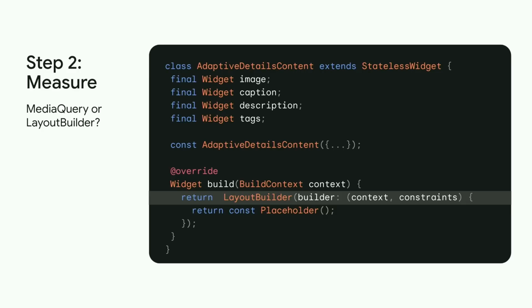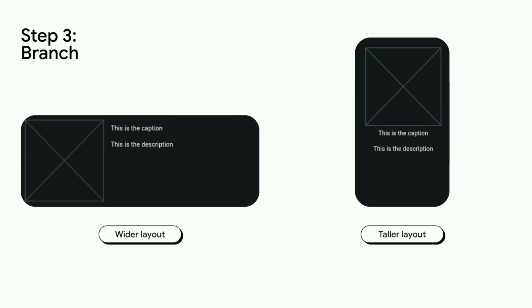Next, should we use MediaQuery or LayoutBuilder? For this content widget, we want the sizing to be based on whatever space is given to specifically our widget, not the app window in general. So in this case, we'll use LayoutBuilder. Now to figure out when we want to switch between the layouts.